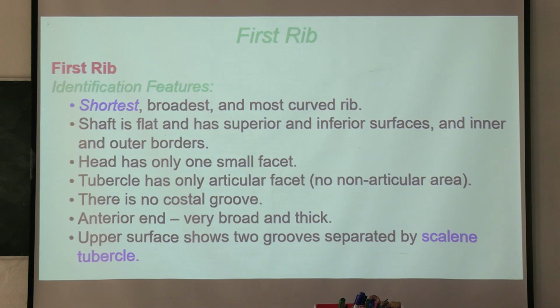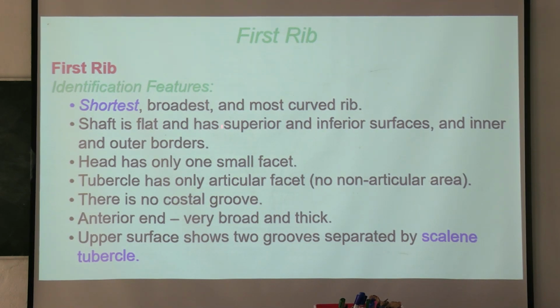So we will discuss individual ribs in details. First rib is very important, its identification features, attachments are important. So first rib, identification features, it is shortest, broadest and most curved rib.